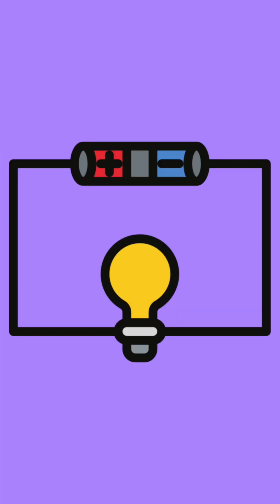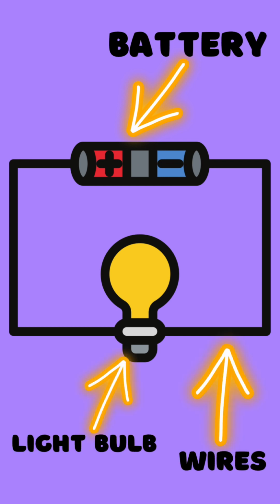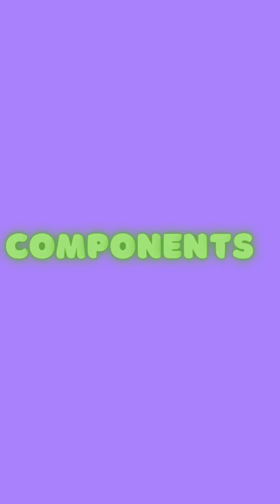A simple circuit is made up of a battery, wires, and a device such as a light bulb. Devices that you can add to an electrical circuit are known as components. There are many different components that can be added to a circuit.